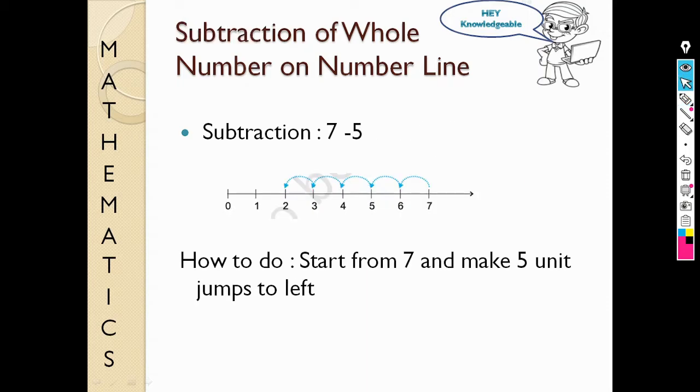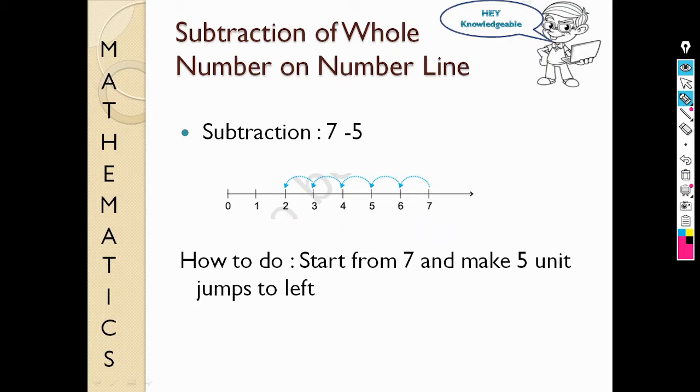Now let's see how subtraction is done with the help of the number line. Suppose we have to calculate 7 minus 5. First we go to 7 and then jump 5 times backward. So that is first jump, second jump, third jump, fourth jump and fifth jump. So the answer is 2.